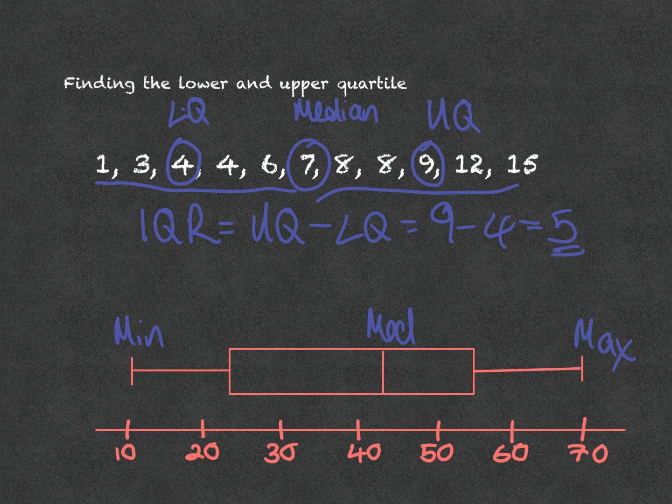Where we find the lower quartile and upper quartile, this one here will be the lower quartile, and if we read off the graph, it's around about 23 or 24. And up here is our upper quartile, and if we read it off the graph, we can see that it's about 55. And that's how you find the lower quartile and the upper quartile.